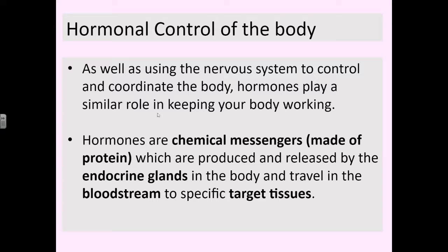So we're going to look at endocrines and hormones. As well as the nervous system, we have hormones. They are chemical messengers made up of proteins. So remember your SHARE from the protein section: structural, hormonal, antibody, receptor, and enzyme. That's what it is. These hormones are made by what are called endocrine glands. So endocrine just means hormone. An endocrine gland makes a hormone, and they travel in the bloodstream to specific target tissues.